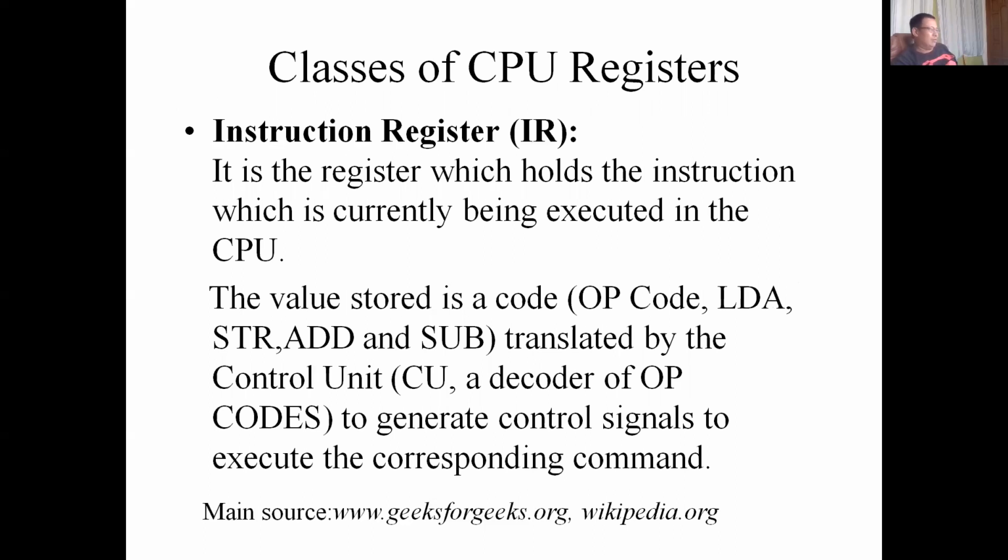So for example, the opcode can be load, store, add, sub, load accumulator, store accumulator. The instructions that we've been discussing in the IAS are actually stored in the instruction register before they are decoded by the control unit. Remember, the control unit is actually a decoder, which activates the corresponding signal to execute the instruction at hand. Any questions?